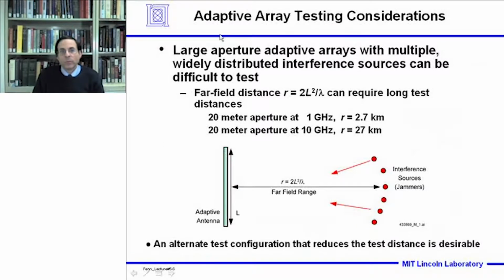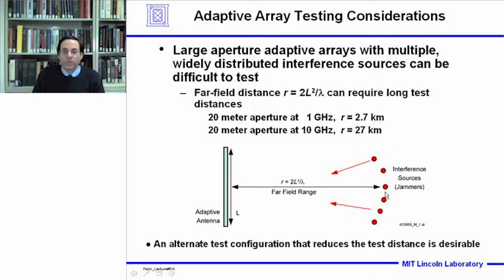So in this slide we're showing considerations for testing a large adaptive phased array antenna. Now if we have a large adaptive phased array antenna with multiple interference sources, this can be a difficult configuration to test because the far field distance, R equals 2 times the length of the aperture squared divided by wavelength, can require long test distances. For example, a 20-meter aperture at 1 gigahertz would require a 2.7 kilometer range distance. If we go up to 10 gigahertz, the range distance required is 27 kilometers.